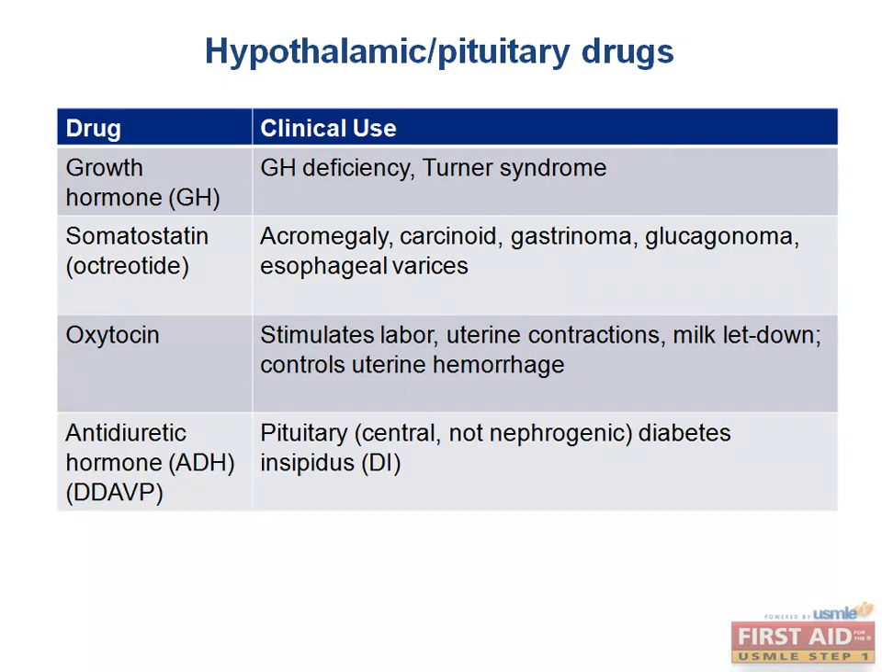Next we have synthetic ADH or desmopressin, also known as DDAVP, which can be given for diabetes insipidus. So as you can see written here, it is used for central and not nephrogenic diabetes insipidus. Do you know what the reason behind this is? Well, it's because in central diabetes insipidus you have decreased production of ADH, whereas in nephrogenic diabetes insipidus you have impaired renal response.